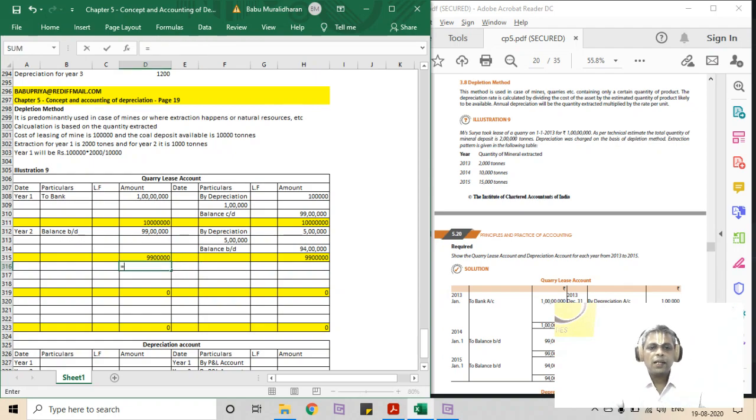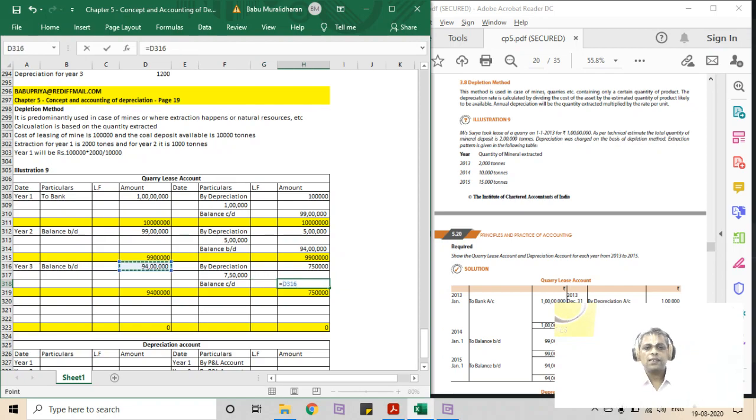Year 3 beginning balance is 94 lakhs. Right? We are in year 3. So balance brought down is 94 lakhs and the depreciation is number of tons, 15,000 tons extracted. So the depreciation for year 3 will be 7,50,000, and balance carried down is equal to, hope you are following me, right?